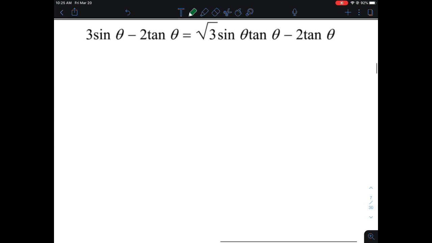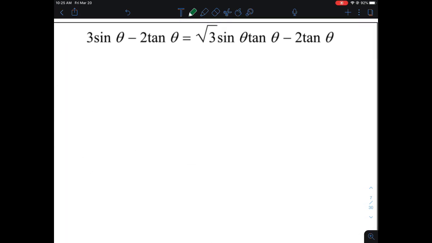All right, next one, more of the same here. I see both sine and tangent in my problem. I need to get everything on the same side. That's my method of attack when this is going on. So I'm going to move everything to, doesn't really matter, I'm going to move it to the right-hand side.